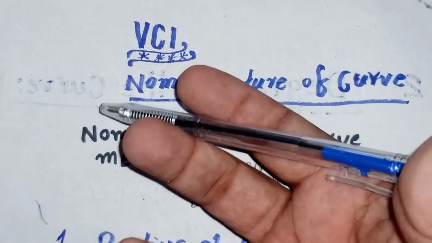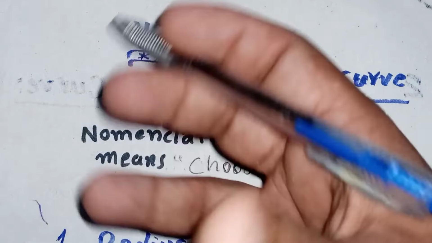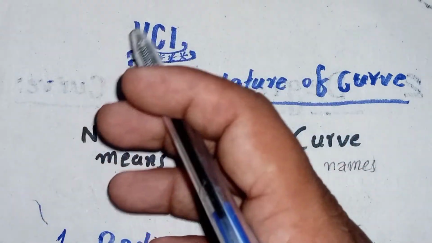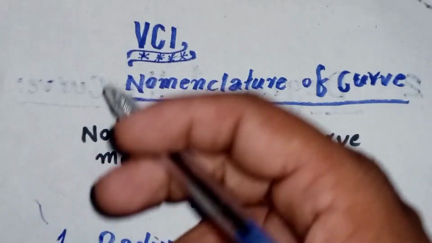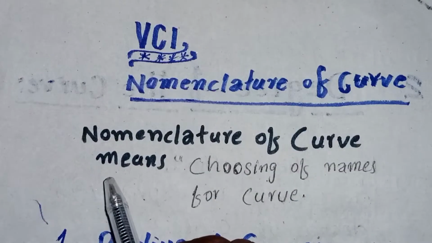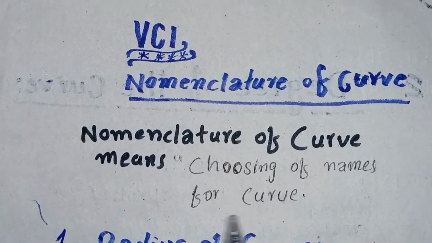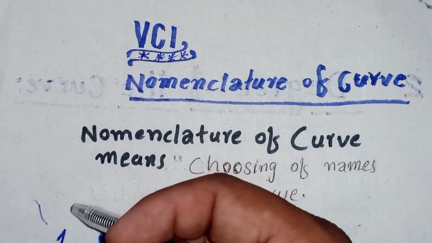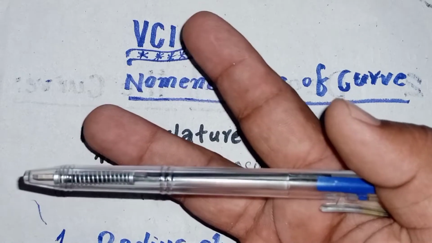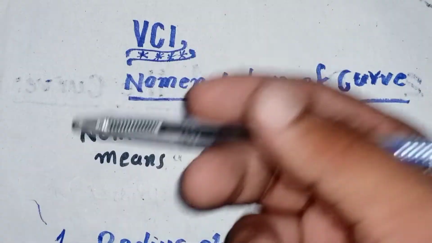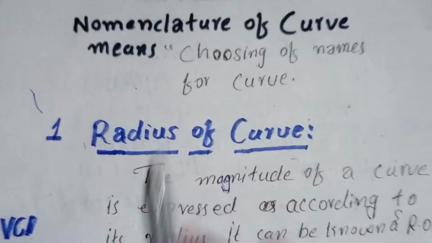Today we are going to explain the nomenclature of curves and the relation between radius and degree of curve, with a smart concept. First, nomenclature of a curve means choosing a name for the curve. It means that a curve can be called by two names, just like radius of curve and degree of curve.